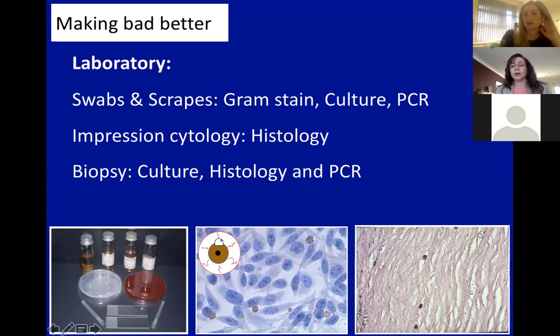So this is an example where corneal biopsy showed acanthamoeba cysts from histology, and we didn't get anything in microbiology. So that's why it's important to send to both microbiology and histology.